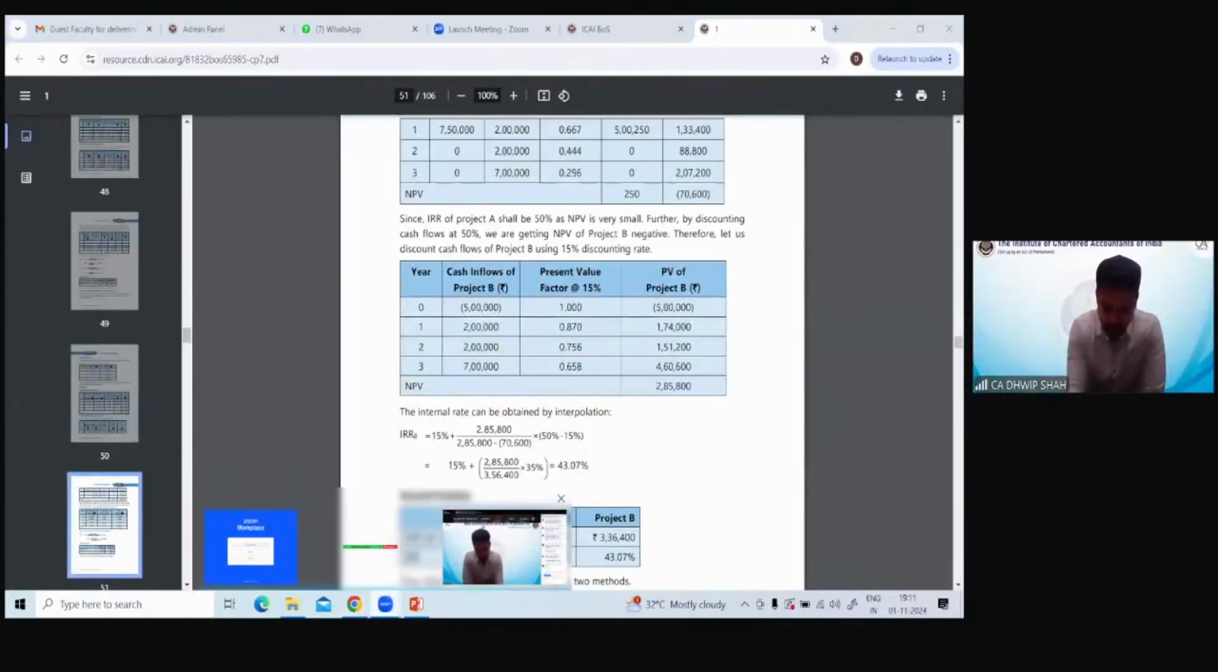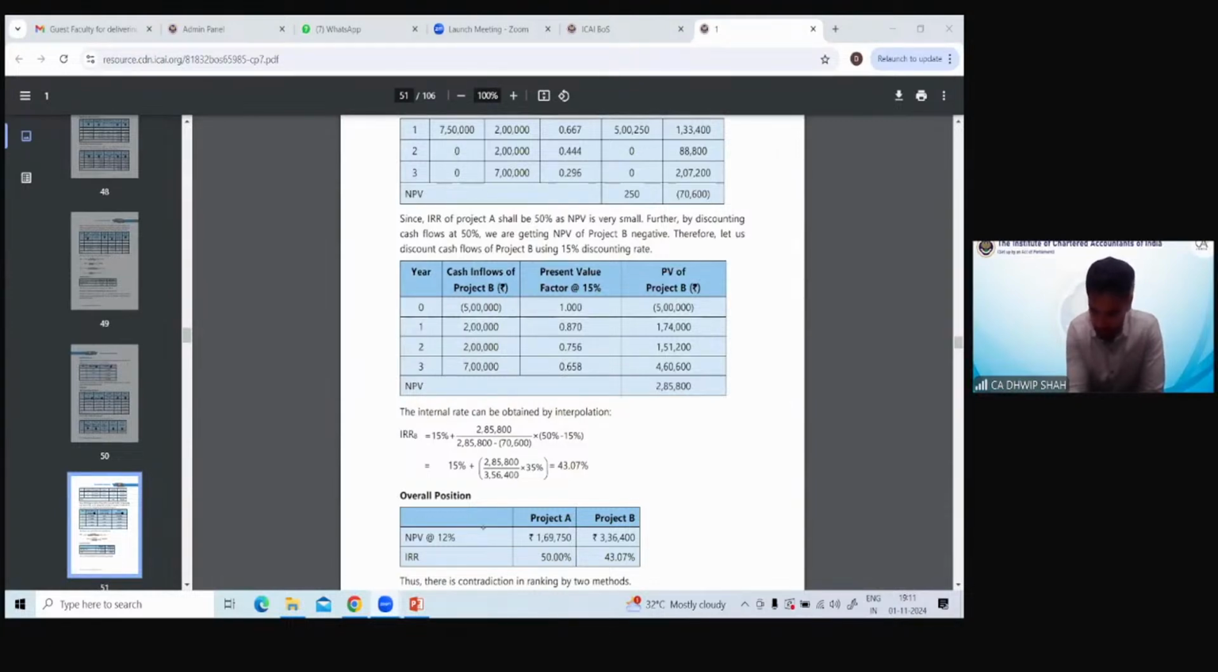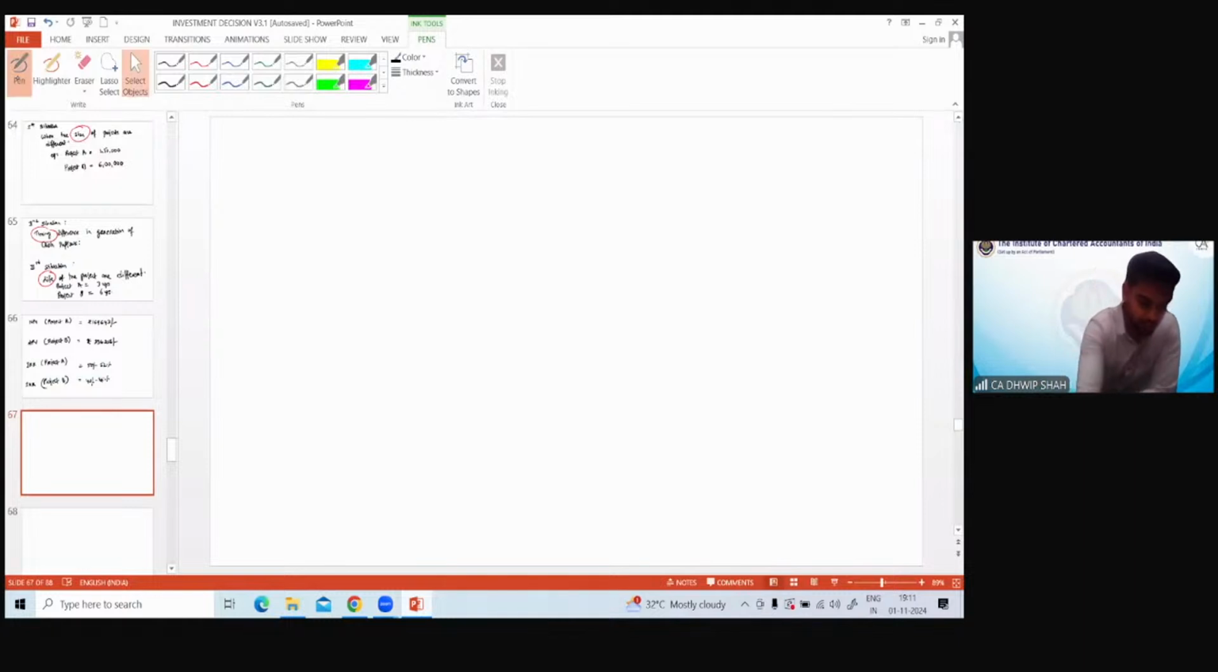Any questions still here? Okay, 40%. Okay, no worries. That is also correct. The point is just to explain to you the conflicting results. Yes, correct. Tambeshwari, correct. Okay, let's move ahead.